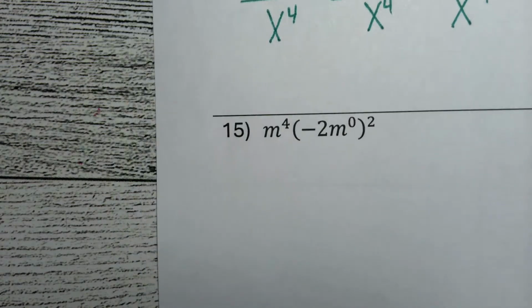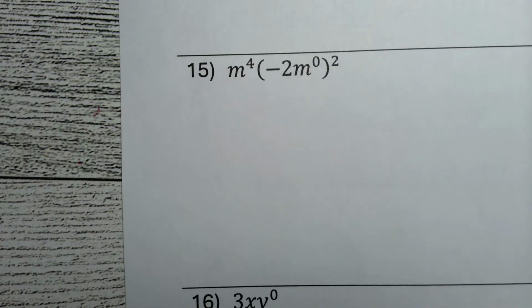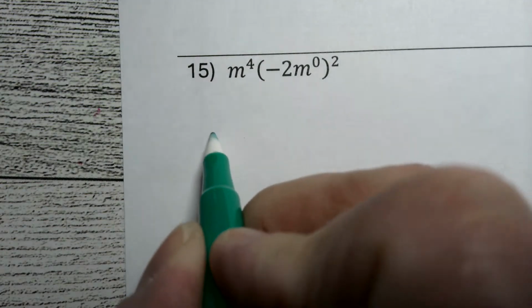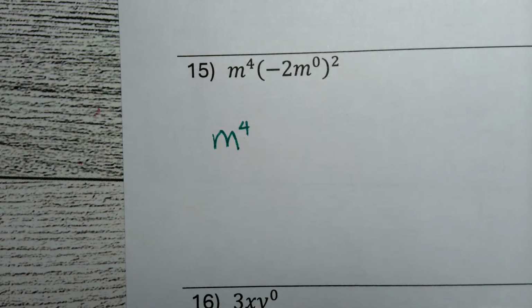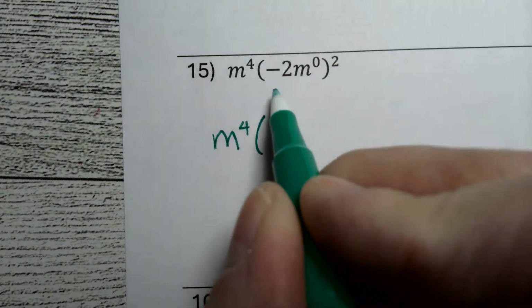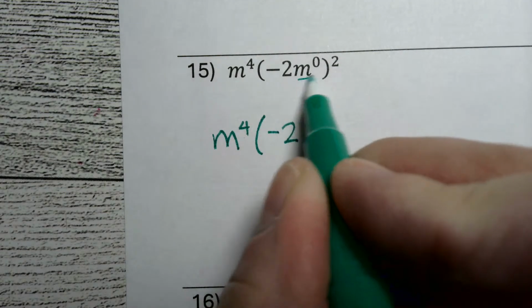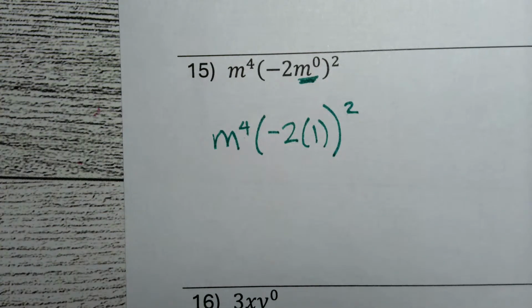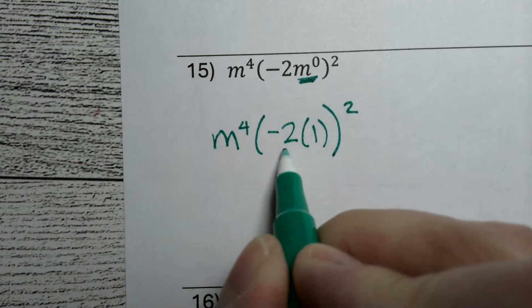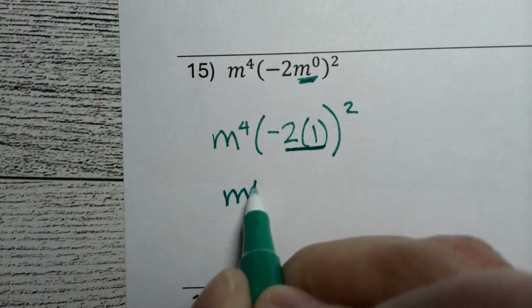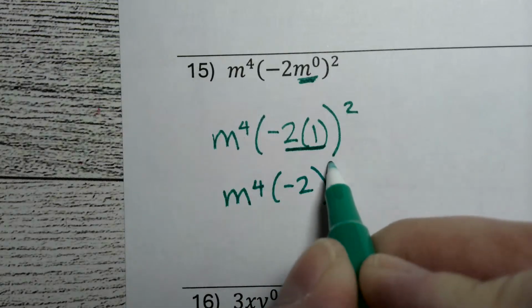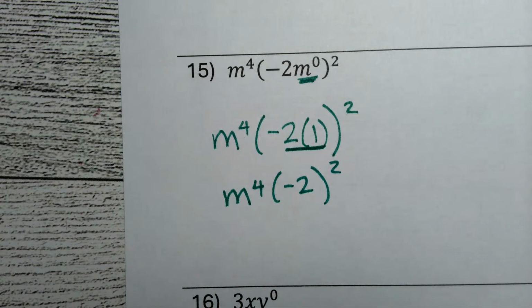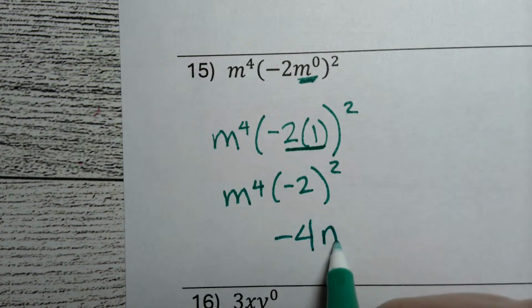Number 15. Take a look. And here is Creepy Baby's work. She copied m to the 4th power. And then she wrote -2. And then she saw the m to the 0, wrote a 1, and all that's squared. Her next line, she just takes the -2 times 1 and just gets a -2 as an answer, and that's squared. And then she gave me a final answer of -4 m to the 4th.